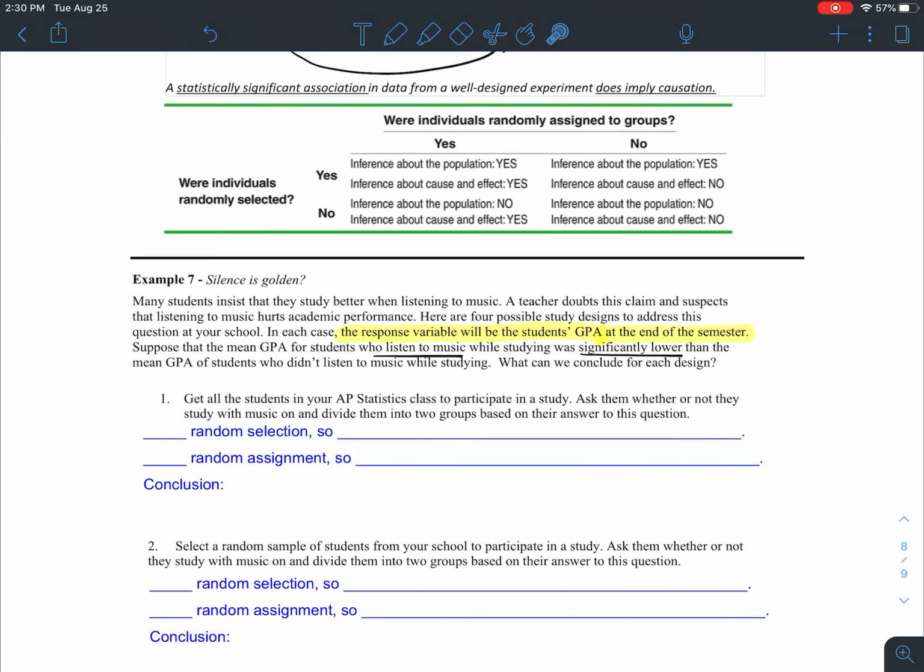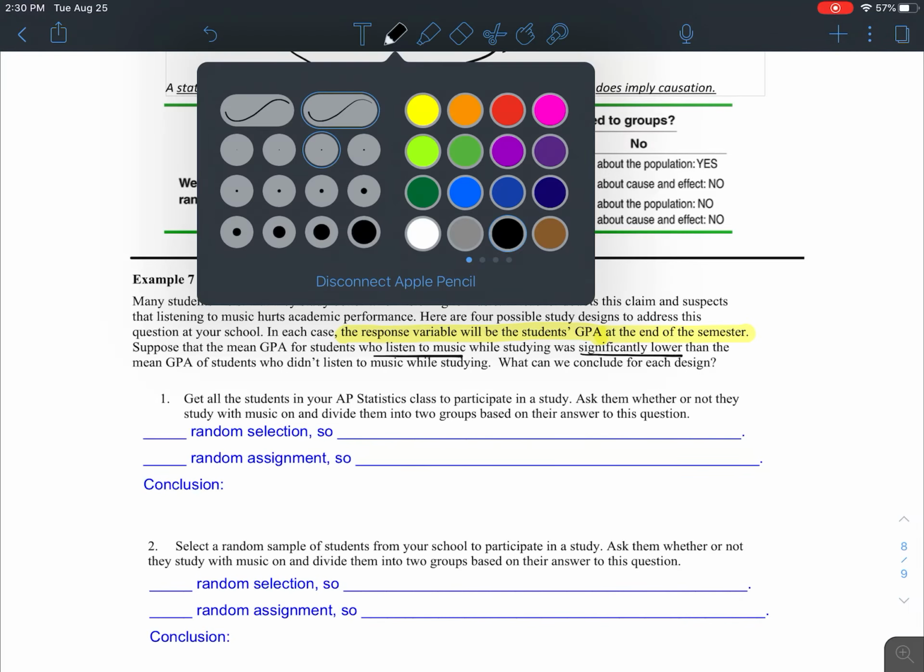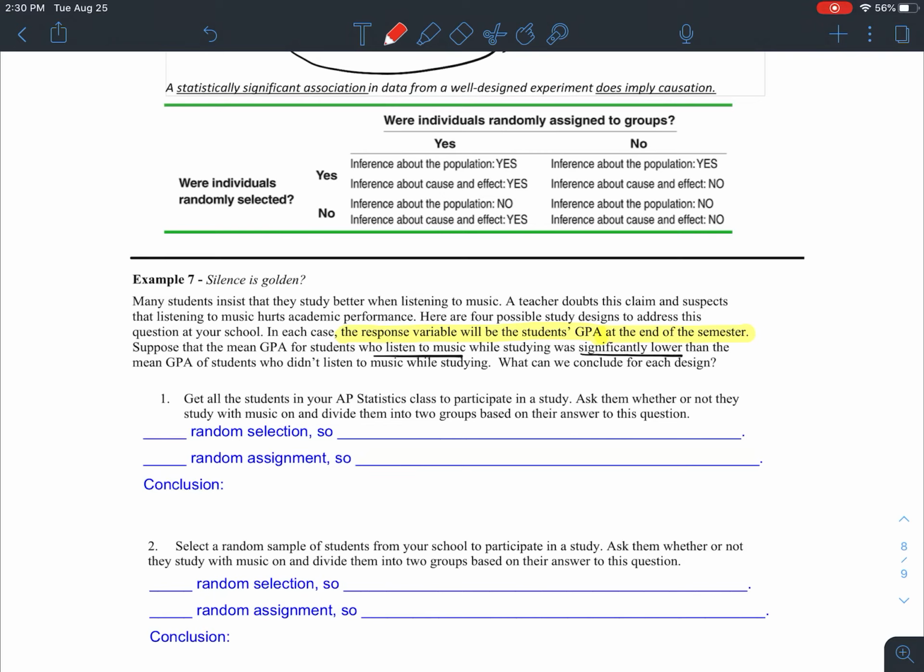They said they're going to get all the students in your AP Stats class to participate in this study, and you're going to ask them whether or not they study with music on, and then divide them into 2 groups based on their answer. So if 10 of you say you study with music and 5 of you say you don't, those are the 2 groups. By the way, you don't always have to have the treatment groups have identical amounts of people in them. They can be uneven, and that's all right. But let's go ahead and answer here.